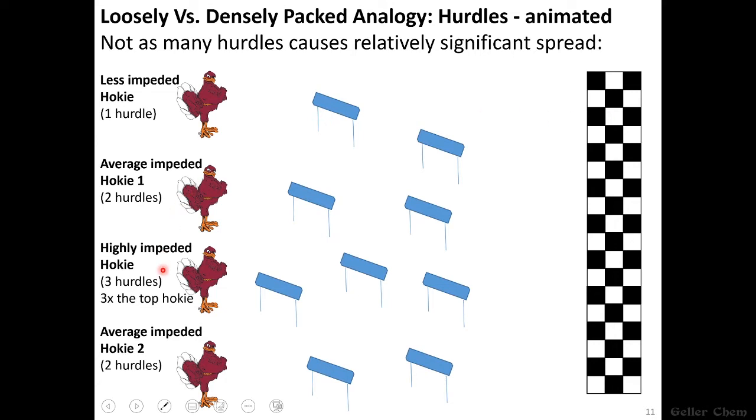These two Hokies represent the average. They have two hurdles in their path. But this Hokie is unlucky and happens to have three in their path. Well, what can you do? In this situation, who are you going to bet on to win, and who's going to be the biggest loser?